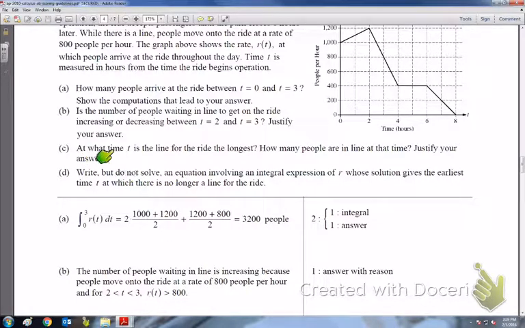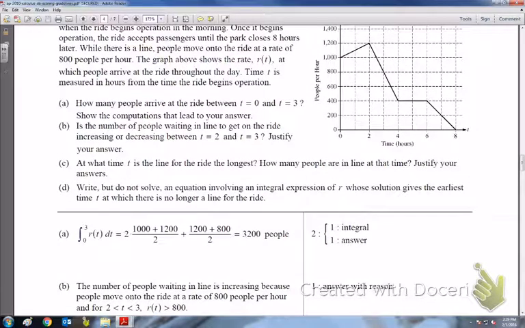Part C, at what time t is the line for the ride the longest? How many people are in line at this time? Justify your answers. Again, this comes back to what we were just talking about with this imaginary purple line. If you take into account the fact that people are leaving the line and draw that new x-axis here at 800, remember at the very beginning there were already 700 people in line, and then the line starts increasing and getting bigger and bigger. Even though the rate starts decreasing, people are still adding to the line faster than they're leaving, so the line's still getting bigger and bigger.